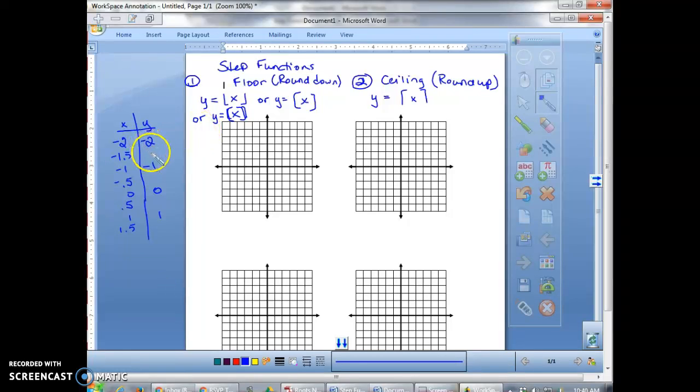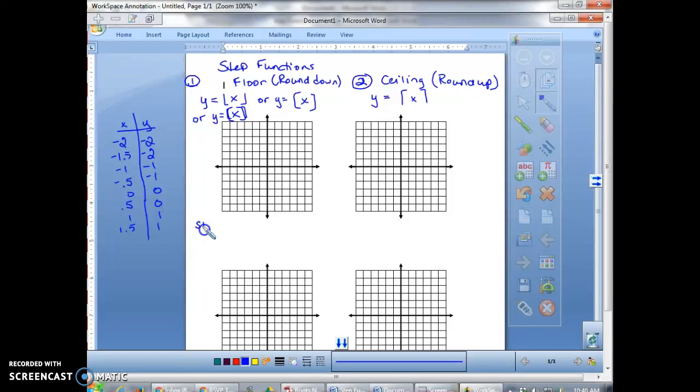For the next one, well, what would this be? Very good, because I'm going to round down. And think of it on a number line. You're rounding to the left integer. So you're going down. So this would be -1. This would be 0. This would be 1. This is what makes it steppy. Yes, very good.